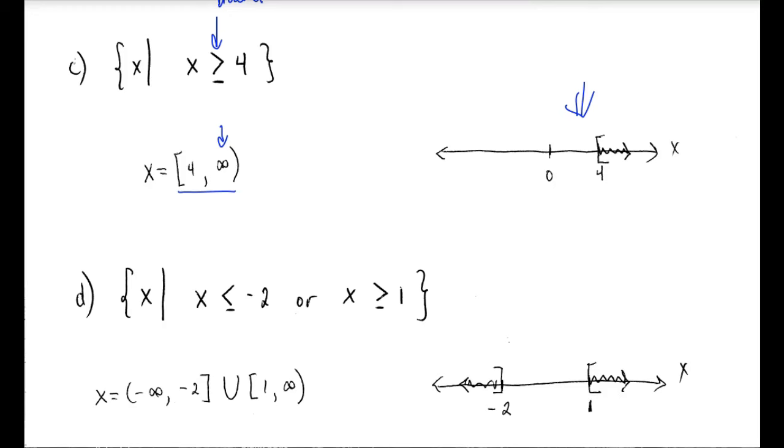For the next example, we see that we have the set of all x such that x is less than or equal to -2, or x is greater than or equal to 1. So this is what is called a disjunction. And so you have two sets that are separated from each other, and we need to union them together. So that's why you see this U here. That's the union sign. Of course, x is less than or equal to -2. This is what that looks like in interval notation.